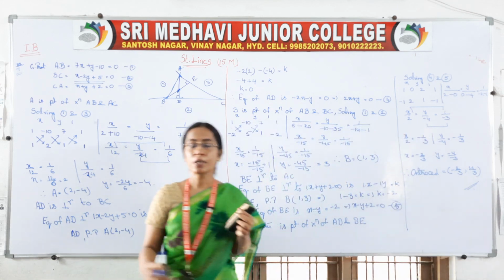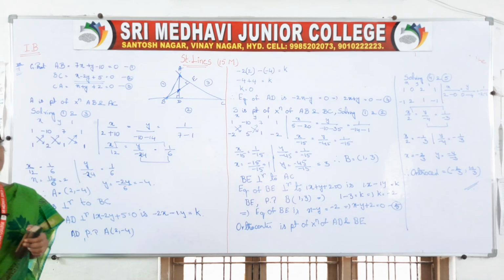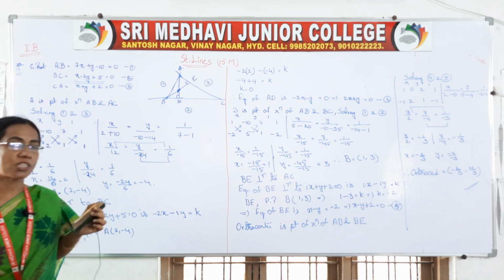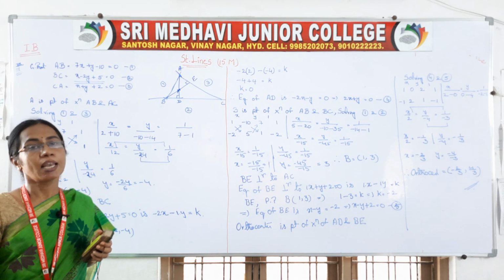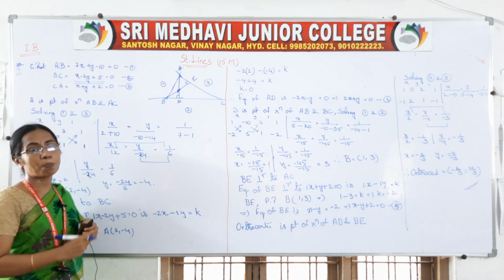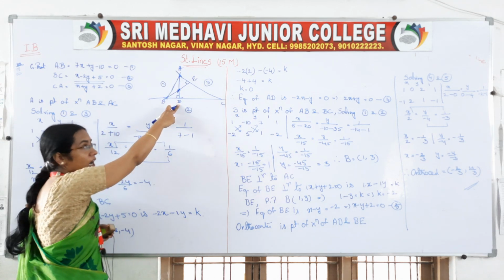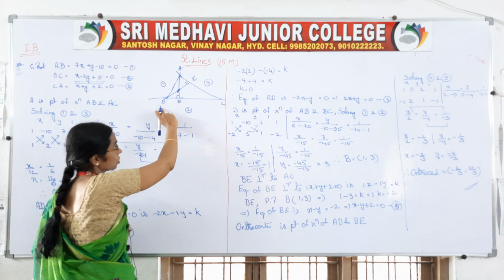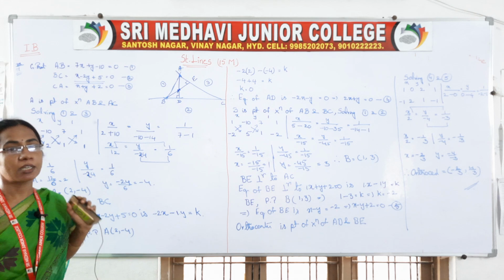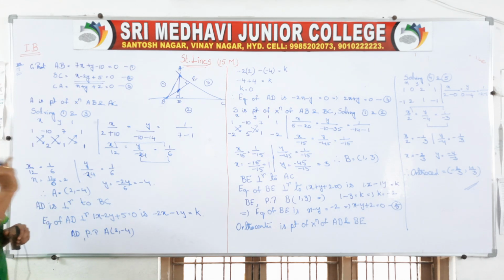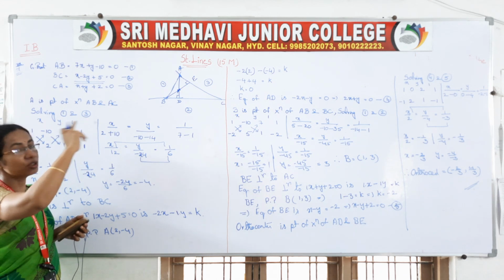So be careful, right? Orthocenter means, just remember, point of intersection of altitudes. That means first we have to find altitude equations. Altitude means again nothing but a line from vertex to opposite side. Perpendicular line from vertex to opposite side is called altitude. AD is one altitude, BE is another altitude. So in orthocenter problems, our aim is to get the equation of altitude AD and equation of altitude BE.